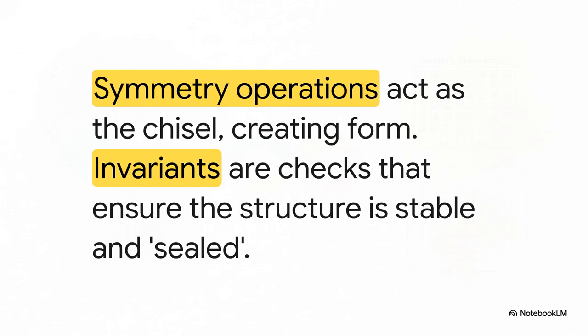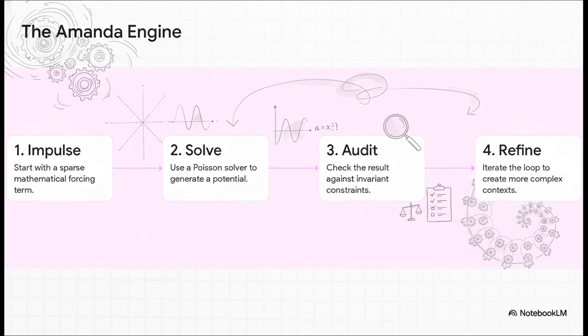And second, you have invariants. These are stable mathematical quantities that act as a quality check, making sure the shape you're carving is actually stable and sealed off from the rest of that infinite marble. The theory even proposes a specific recipe for this whole sculpting process. It's called the Amanda engine.